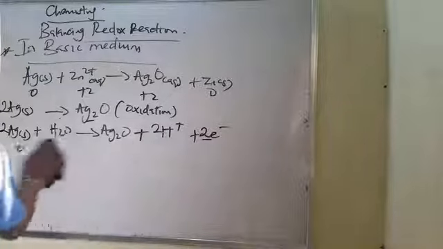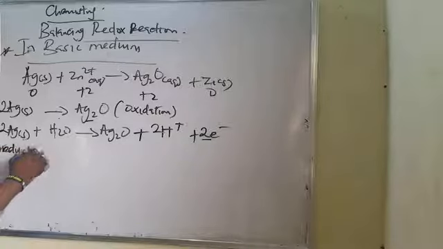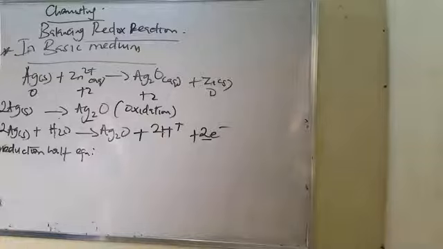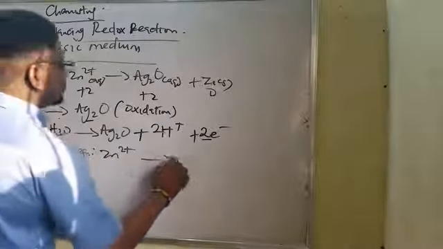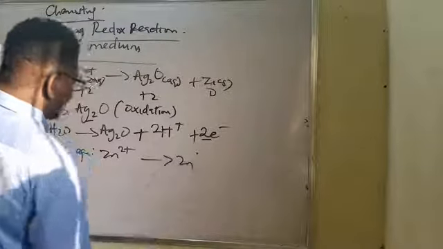Let's quickly run through the reduction half equation. For the reduction half equation, I have this to be Zn2 plus to Zn0, which we can see.